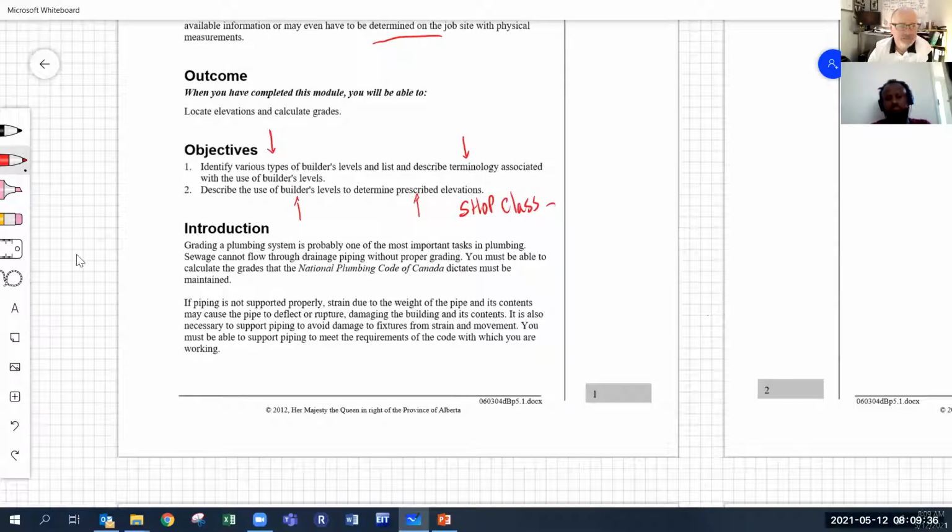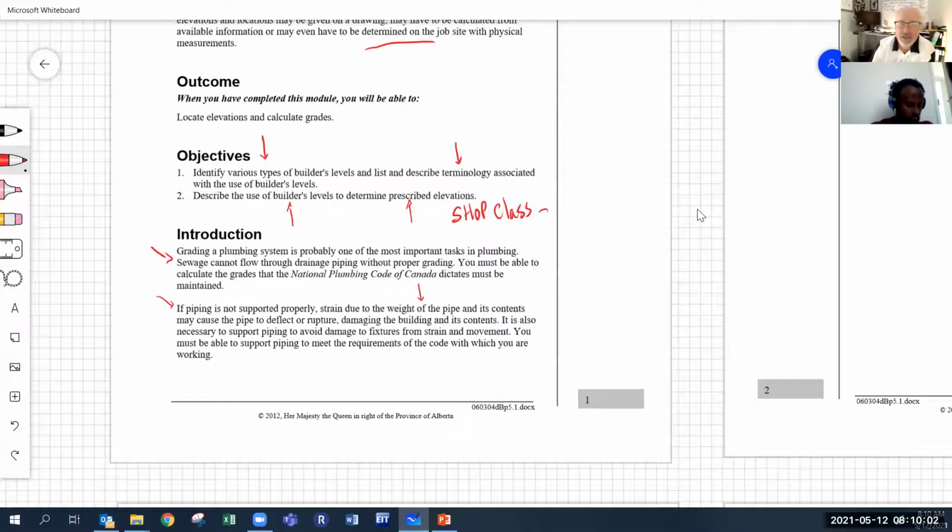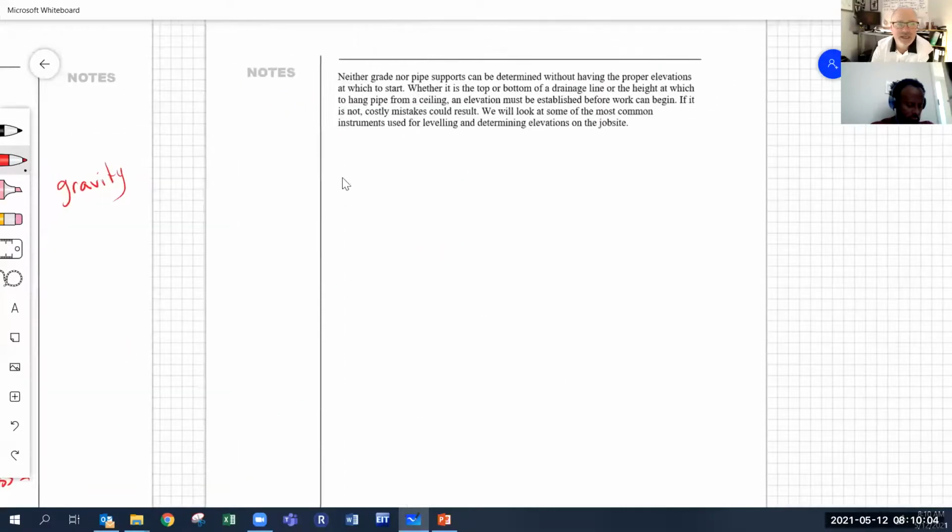Okay, introduction. Grading and plumbing systems is probably one of the most important tasks in this trade for grading of sewer pipes, and it can't flow without proper grading. And of course, we have to support it properly, right? Sometimes the weight of the contents may cause that pipe to not work properly. So that's also very important. Okay, and then neither grade nor pipe supports can be determined without having the proper elevations to start. And they even say in here, if you don't get this right, it could be costly.